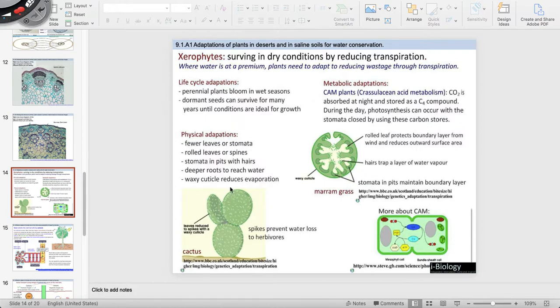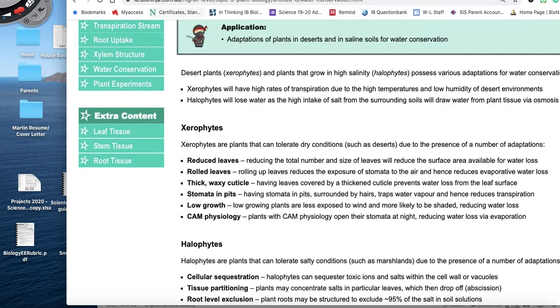Another thing to think about when you're looking at a cactus is that they have waxy cuticles, and that's going to reduce evaporation. They also have stomata in pits with hairs, and they obviously don't have leaves, but they have spines, and the spines or spikes prevent water loss to herbivores.